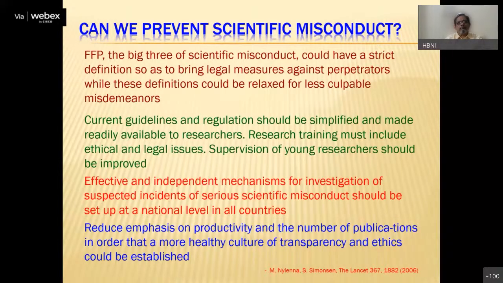So if one can simply reduce emphasis on productivity and the number of publications, you can really have a more healthy culture, and a culture of transparency and ethics can be established.